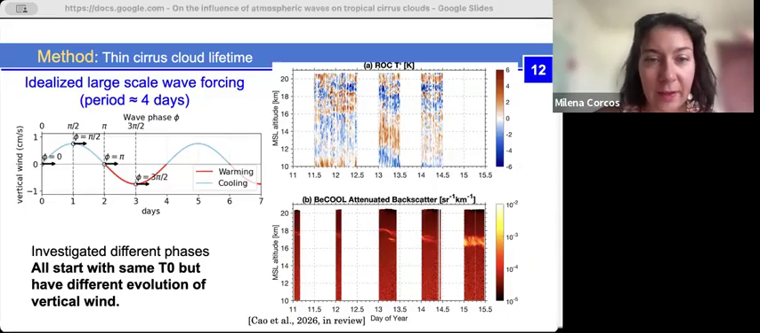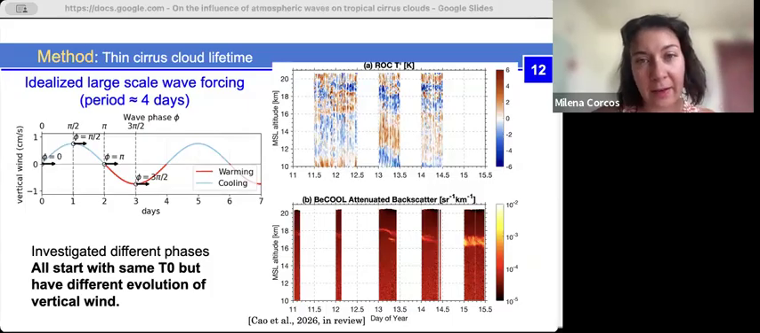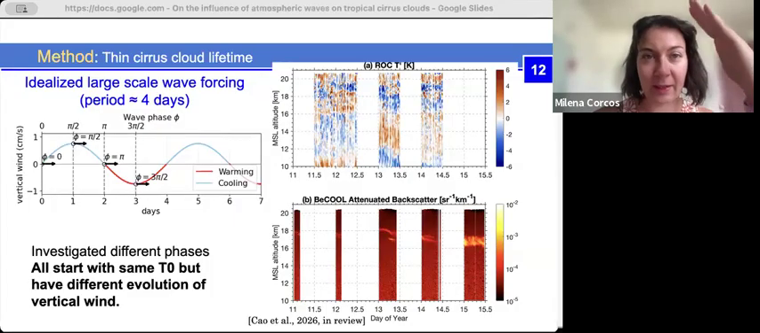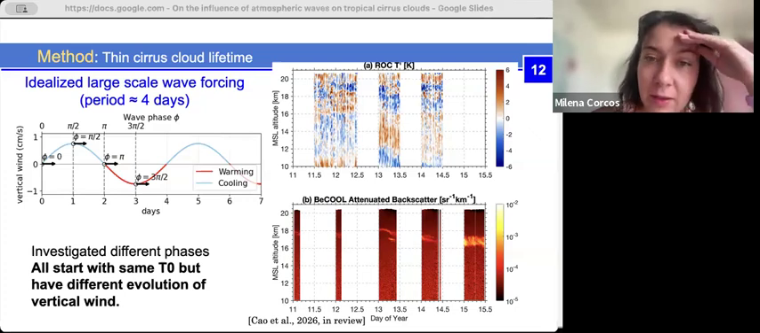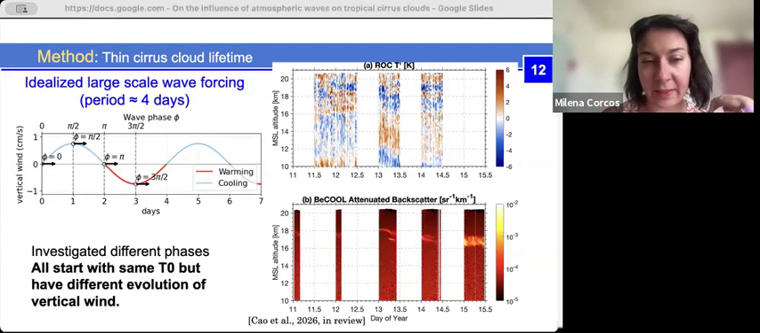So for example, for phi equals 0, it's the beginning of the cooling, so the vertical wind is 0 and is increasing. And for phi equals 3 pi over 2, it starts at the peak of the warming, and so the negative vertical wind speed starts decelerating at the beginning of the simulation. So the objective here is not to reproduce a particular wave event, but to see how the slowly varying temperature background can affect the cloud persistence.